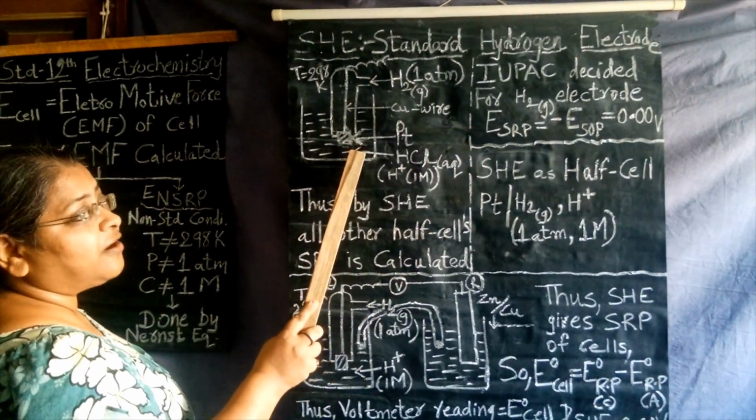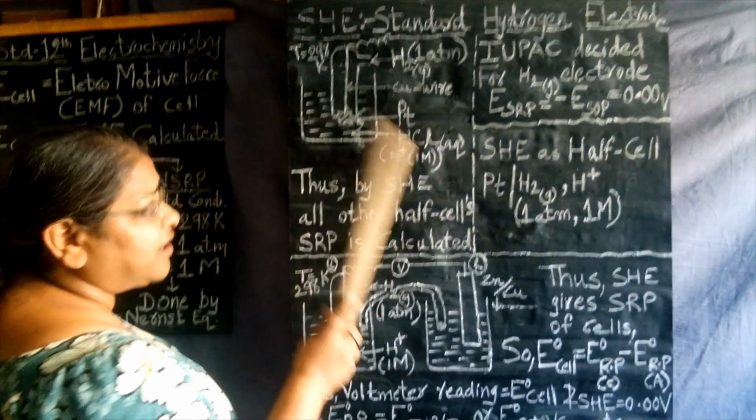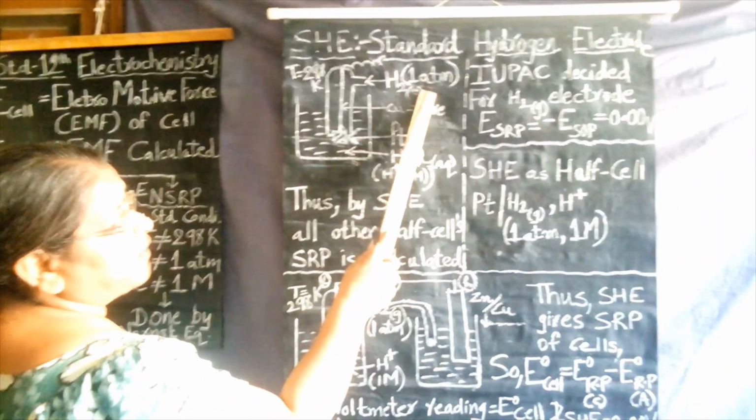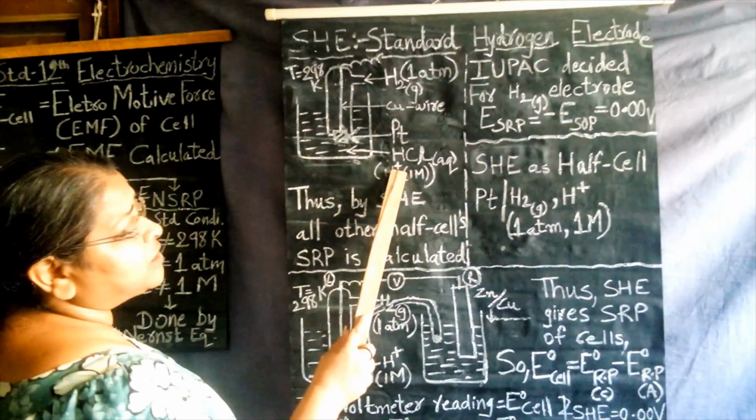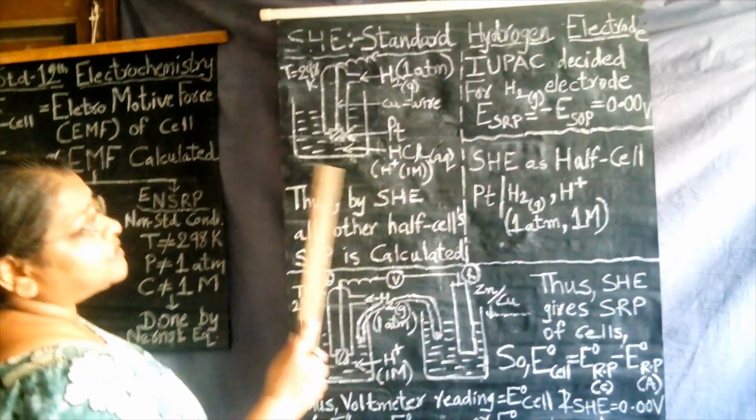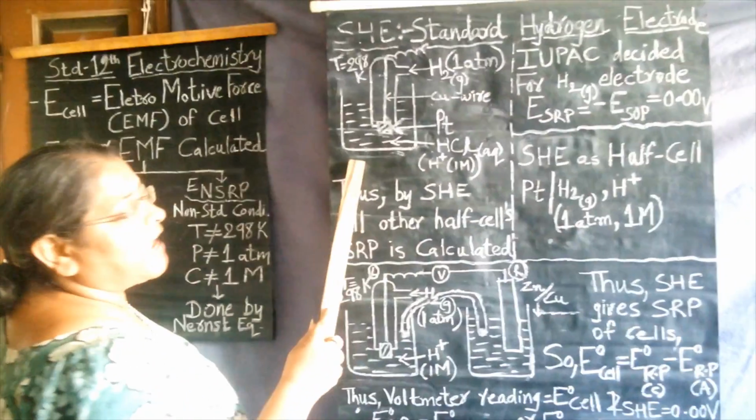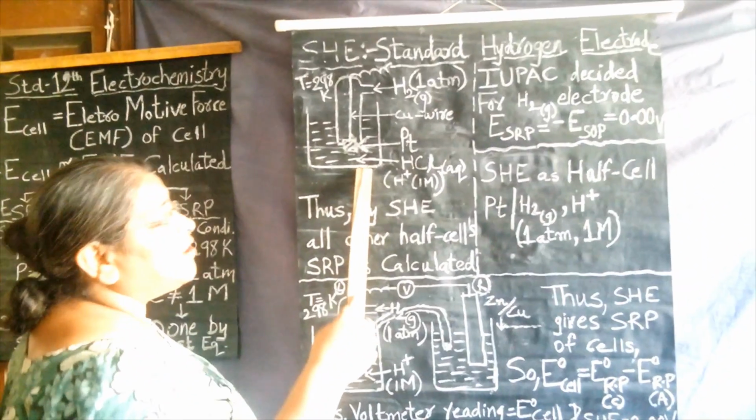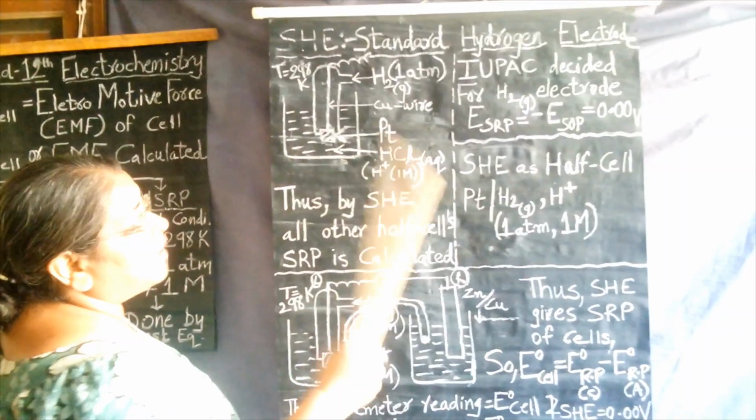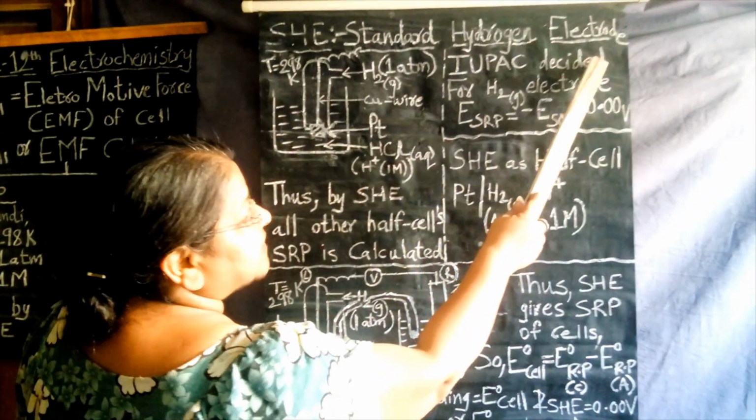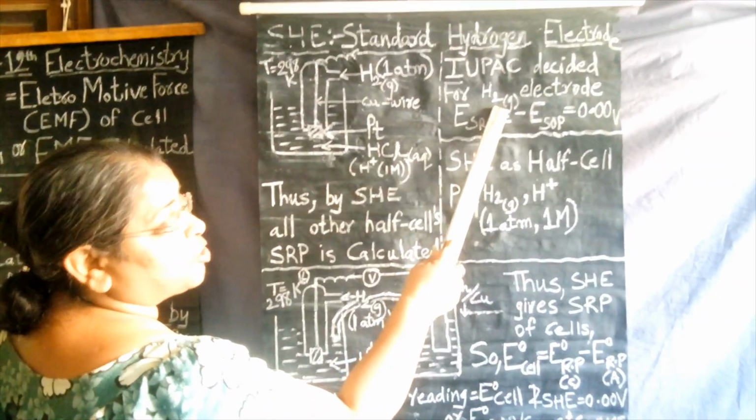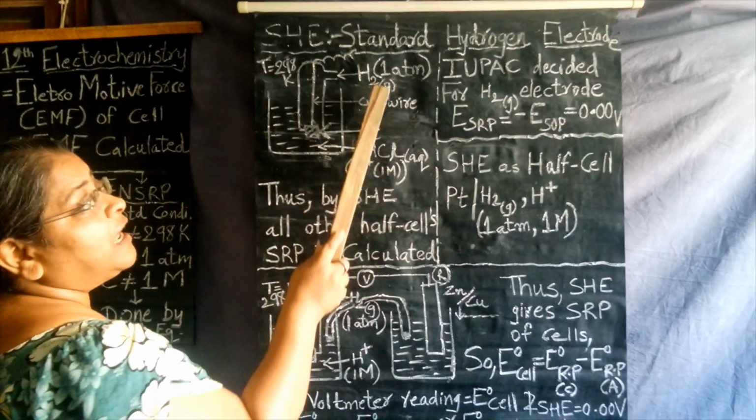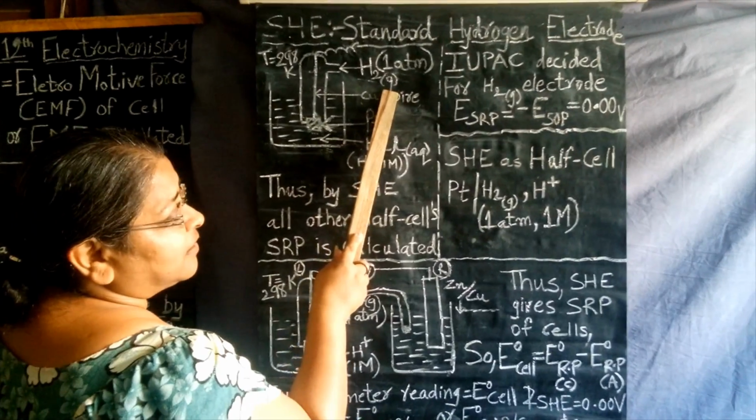As I told, standard reduction potential is measured at standard condition. You may see here temperature is standard, atmospheric pressure standard, as well as concentration standard. And thus, by the help of this SHE, IUPAC has given us the standard reduction potential of other metals. And IUPAC has decided on this hydrogen electrode. This hydrogen electrode is also called a gaseous electrode because it is made by hydrogen gas.